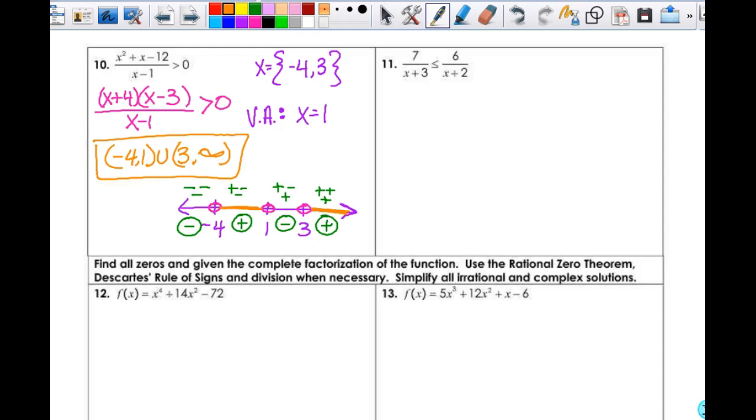All right, on number 11, I don't have 0 on one side, so I can move this over. I'm going to have 7 over x plus 3 minus 6 over x plus 2. So I can change this to plus a negative 6. And then I need a common denominator. That is less than or equal to 0. I'm going to multiply this fraction by x plus 2 over x plus 2. This will be negative 6. I've got to multiply this by x plus 3 over x plus 3.